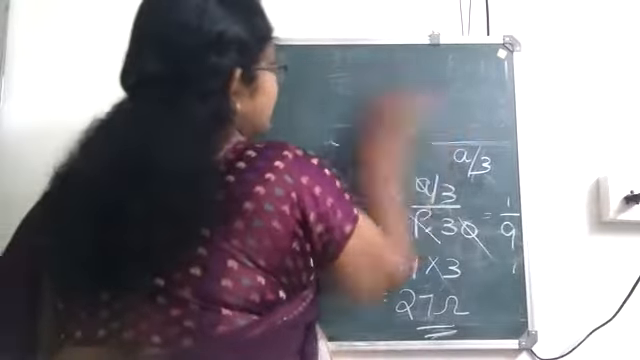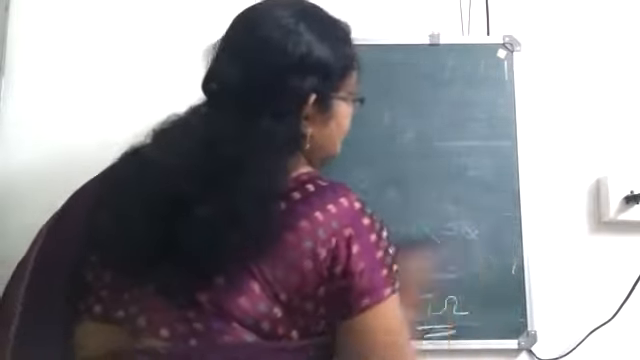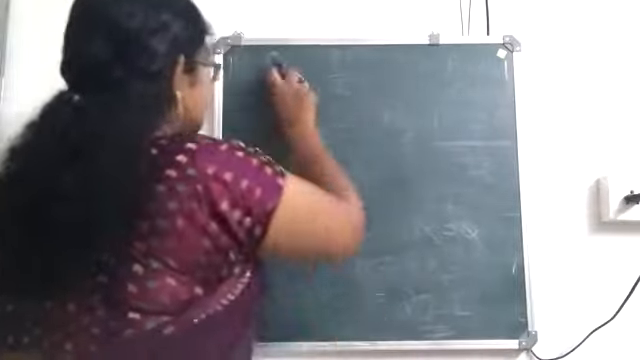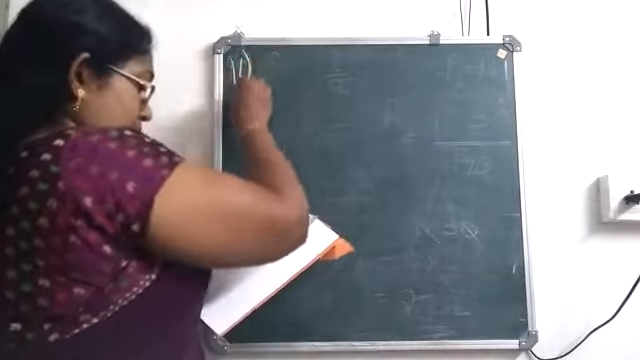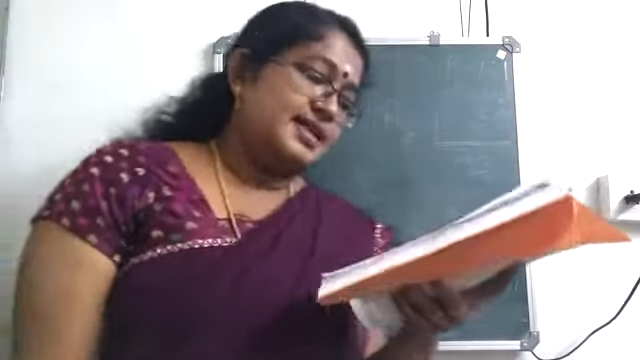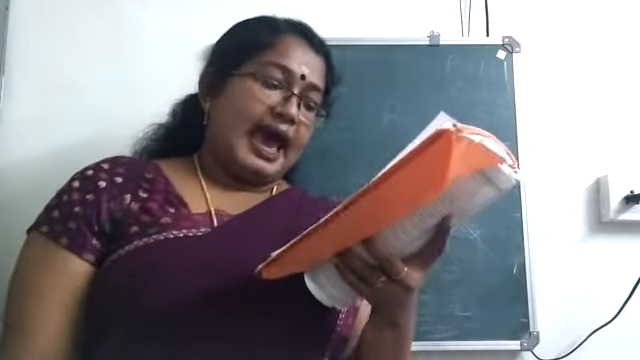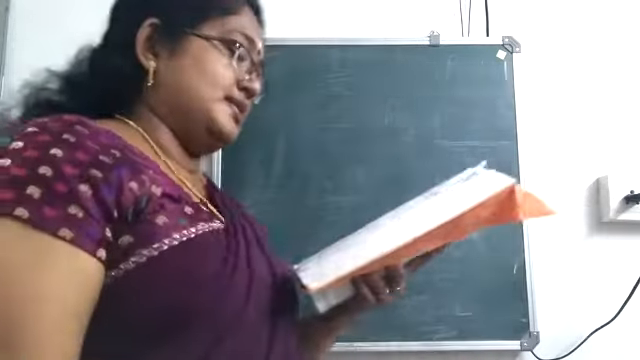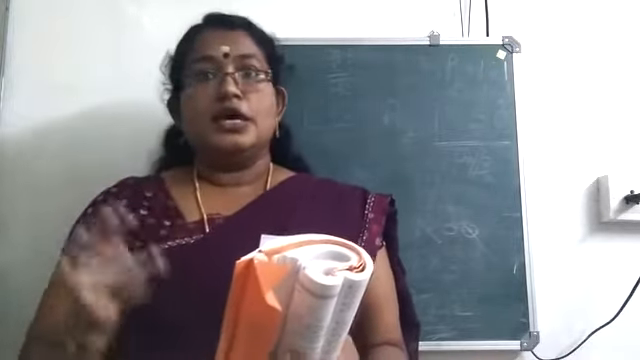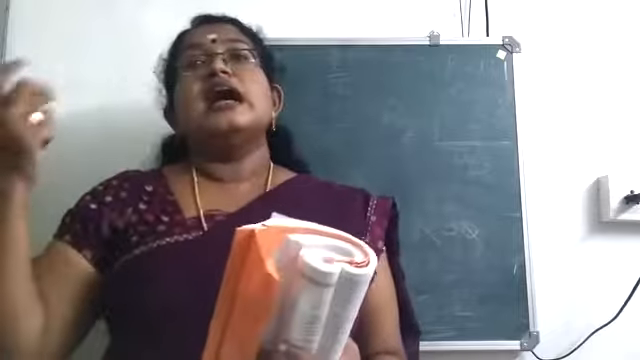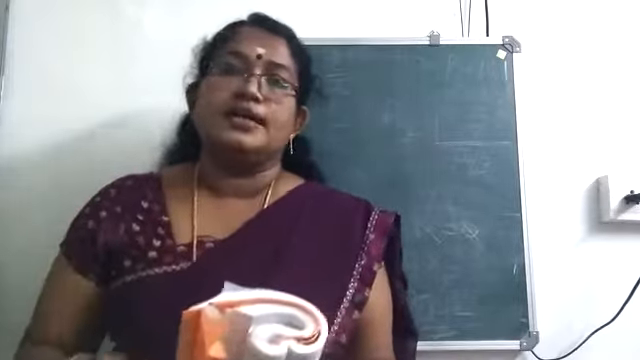Question number 11. A wire of resistance 9 ohm having length 30 centimeter is tripled on itself. What is its new resistance? This is the thing which I didn't mention during the class. So this is another case: a wire is tripled on itself.